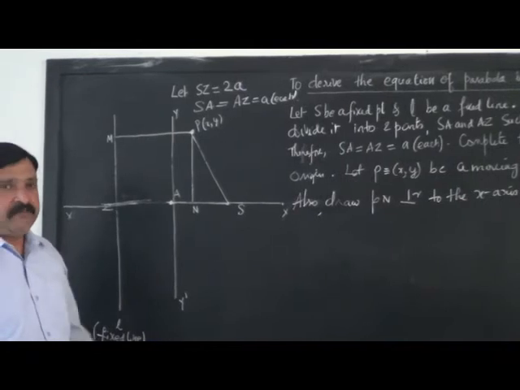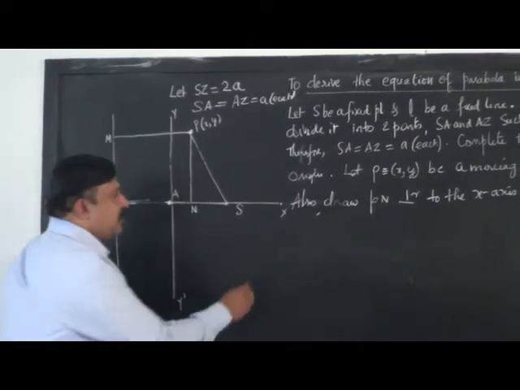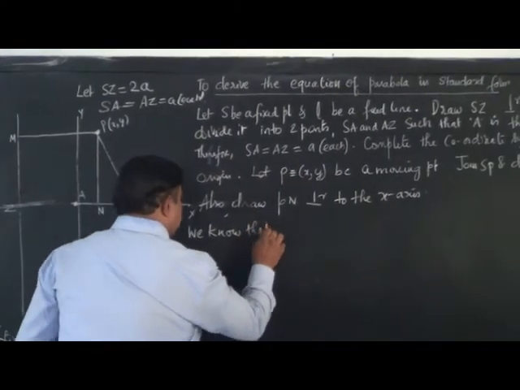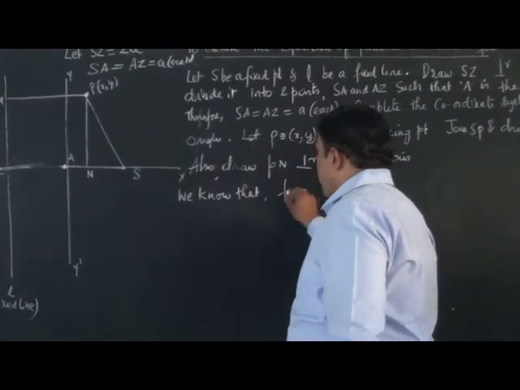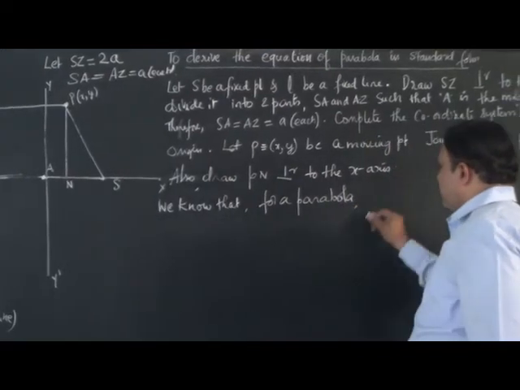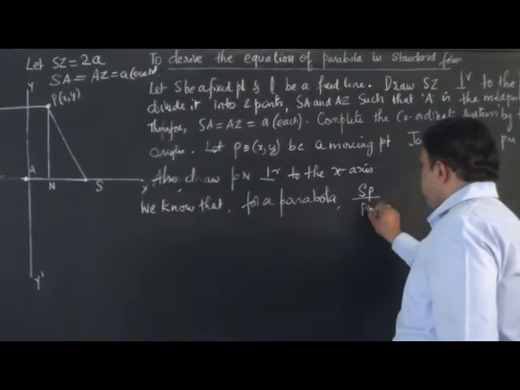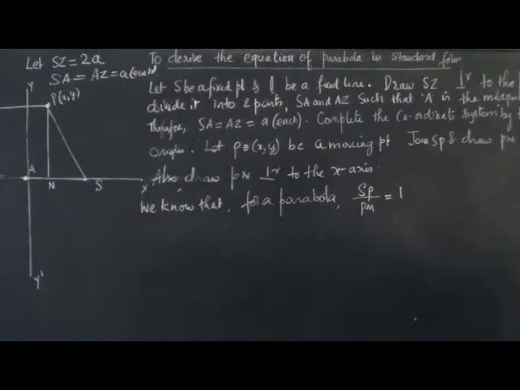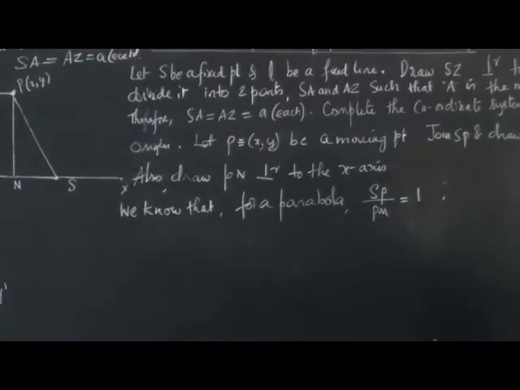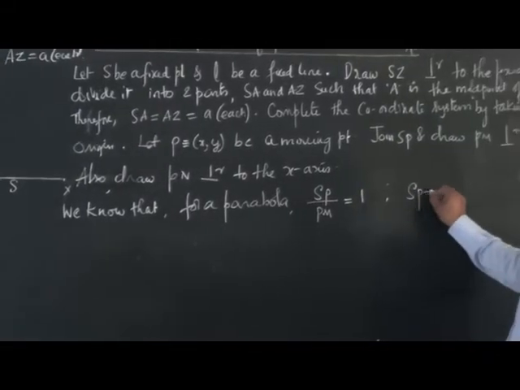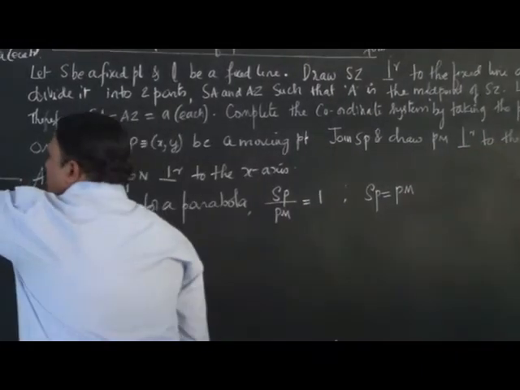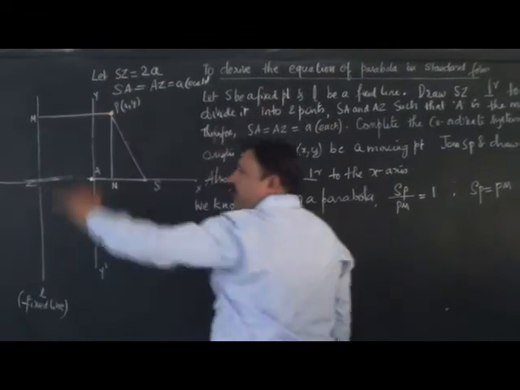After giving the construction, now let's get into the derivation. We know that for a parabola, SP divided by PM is equal to 1. The value of the eccentricity of the parabola is 1. That is, SP by PM is equal to 1, which means that SP is equal to PM by cross multiplying. That is, the length of SP is equal to length of PM.